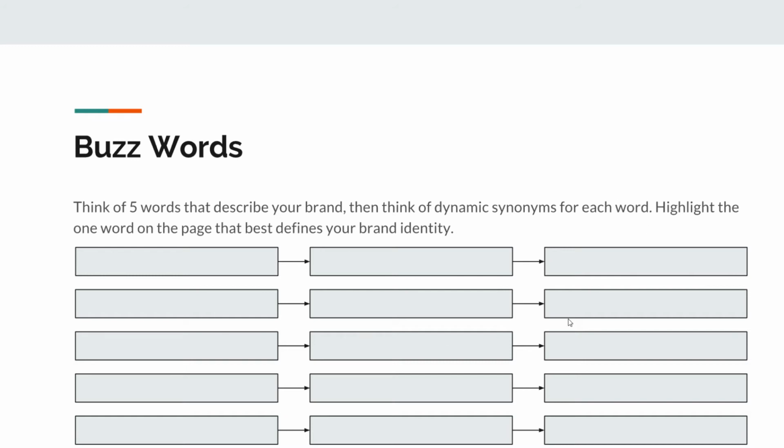And then when you're done filling this out, I want you to look at this slide and I want you to pick one word out of here. Just one word out of the buzzwords and synonyms that you think best defines your entire brand identity. Just one word that really sums it up, and highlight that. Select the box and then put a different color highlight behind it or something like that, just to indicate which one you think is your best, most defining word.